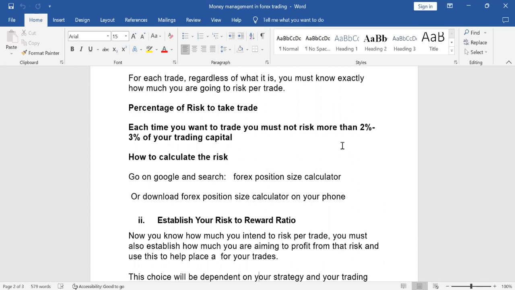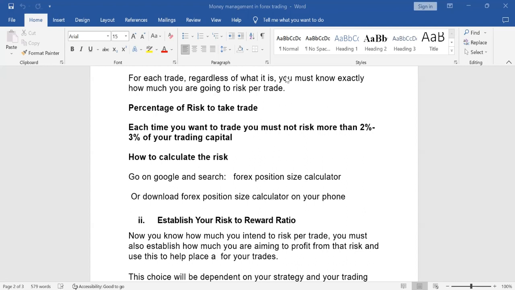That is why anytime I want to enter a trade, the minimum stop loss I take is 50 pips. So that is why I encourage, when you want to start trading, look, if you have $100, you must not trade more than one trade at a time with the minimum lot size, which is 0.01.